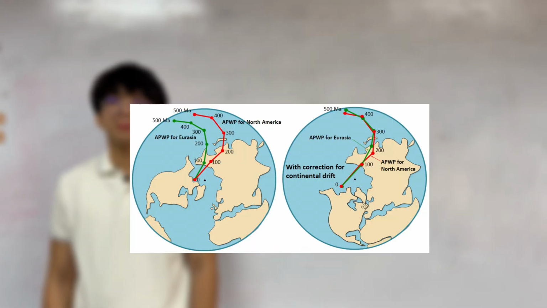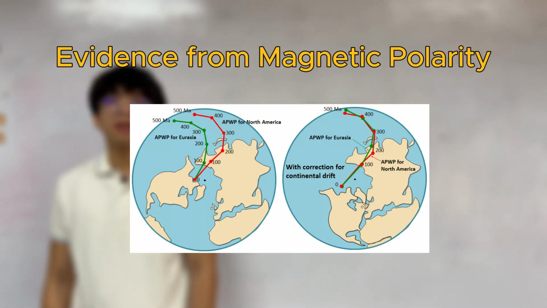And there is the evidence from magnetic polarity. Magnetic crystals in fresh volcanic rocks point to the current magnetic North Pole, no matter what continent or where on the continent the rocks are located.